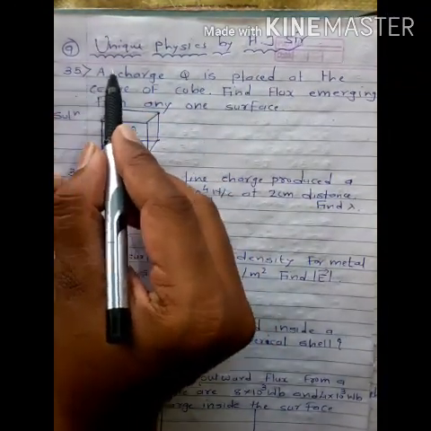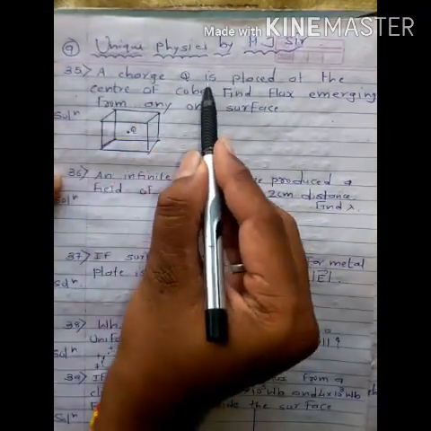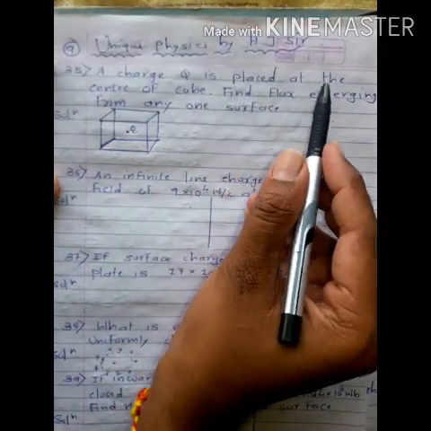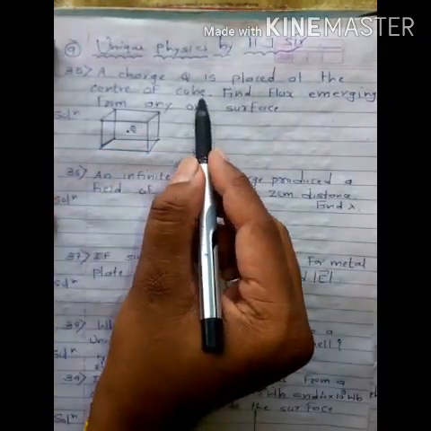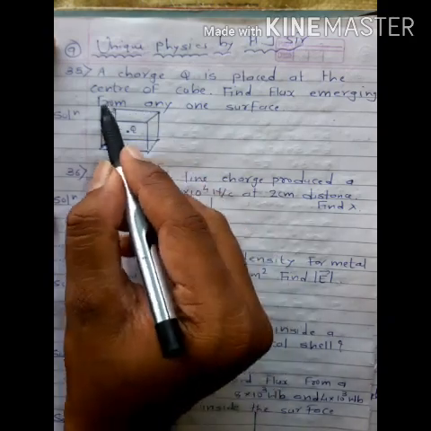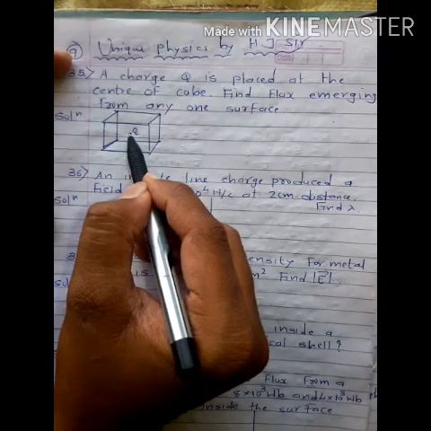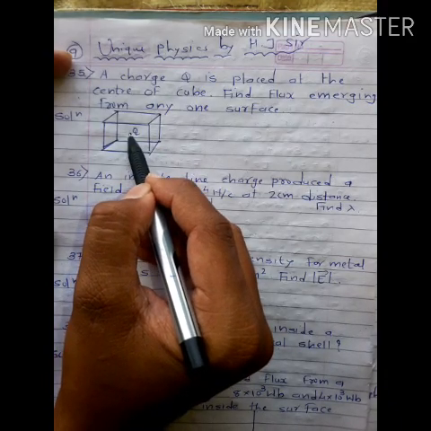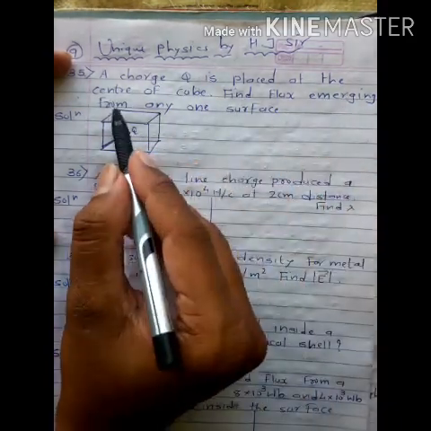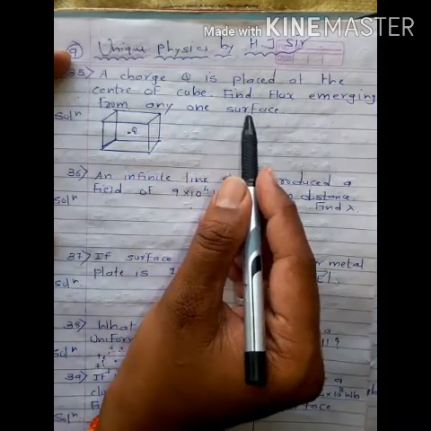MCQ number 35. A charge capital Q is placed at the center of cube. So this is our cube. Clear? Here we consider capital Q charge placed at the center of cube. Find flux emerging from any one surface.